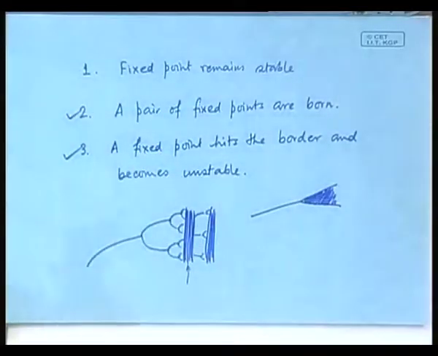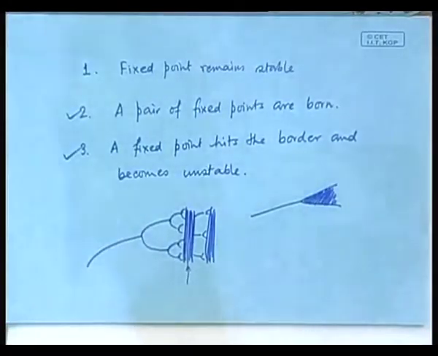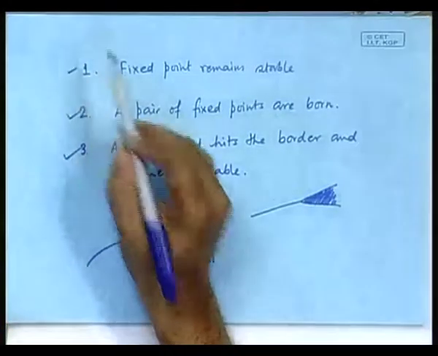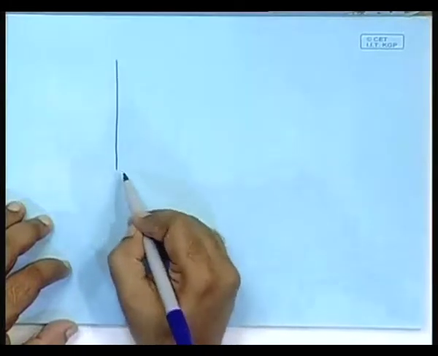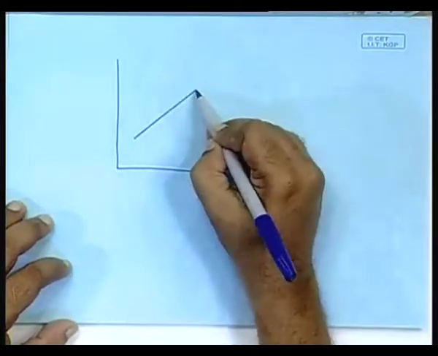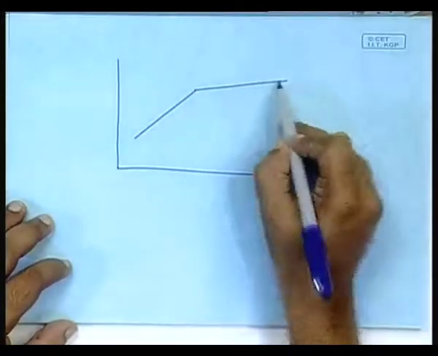So, this is something we have understood, very sketchily nevertheless, but we try to understand what the essential issues are. Here a fixed point remains stable. That means, if you draw the bifurcation diagram, you would expect something like this to happen. A fixed point was there, hit the border and it remains stable.